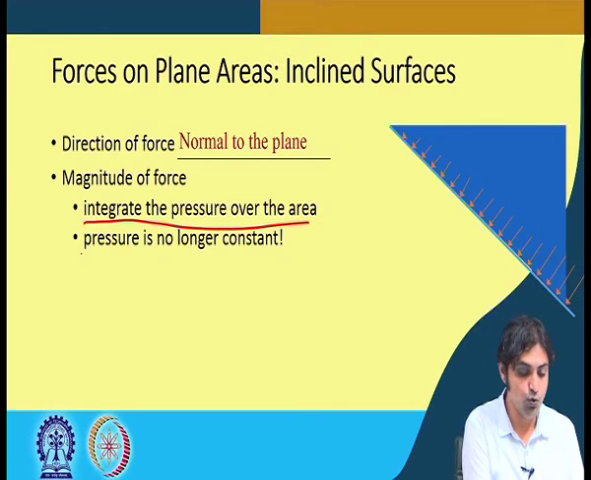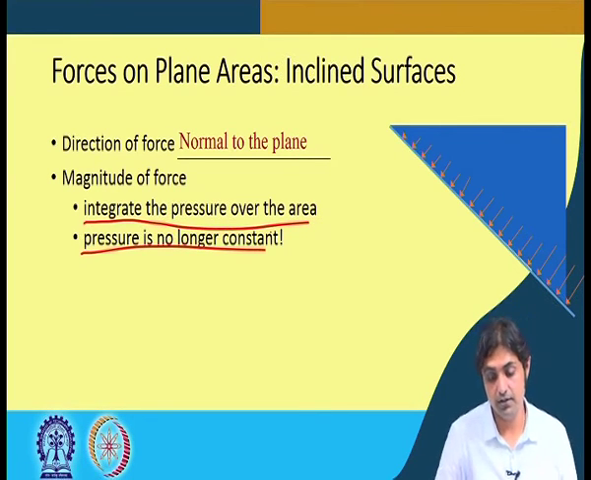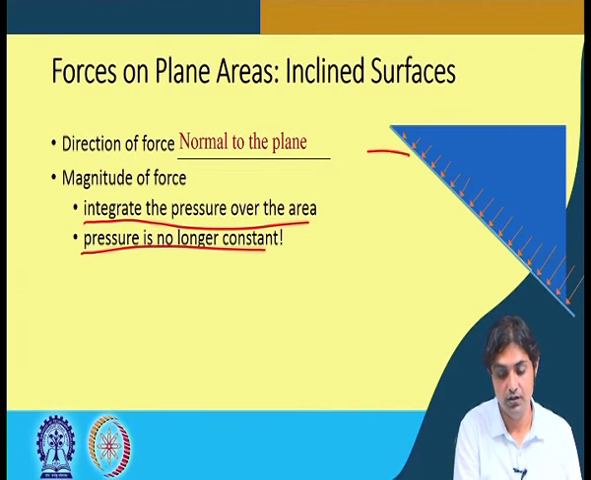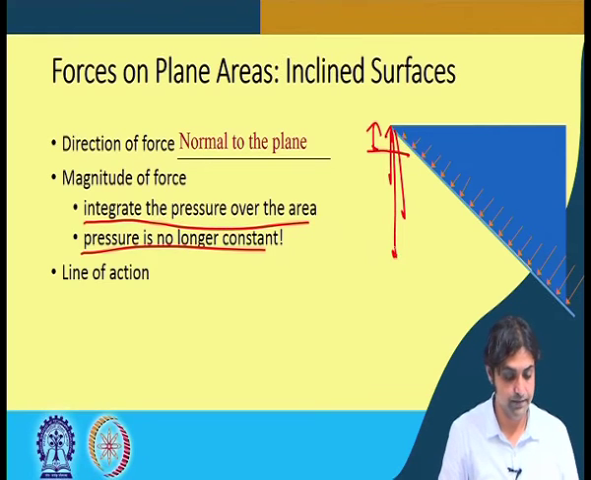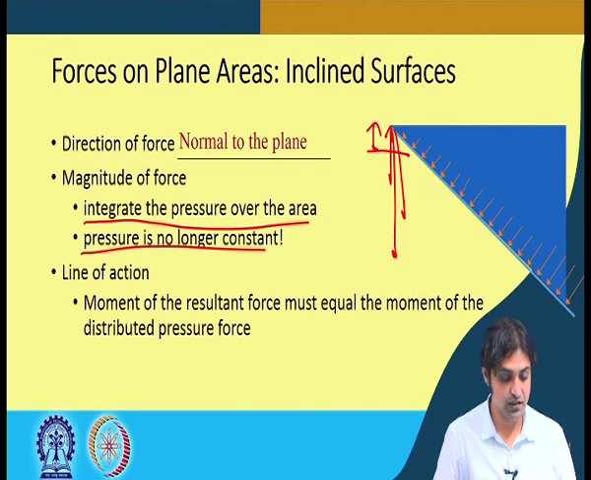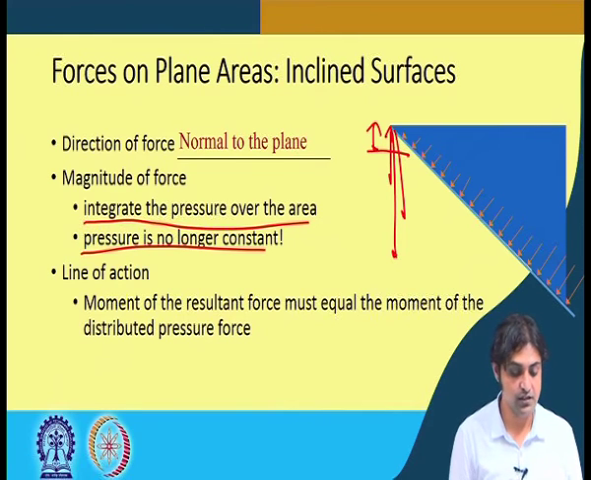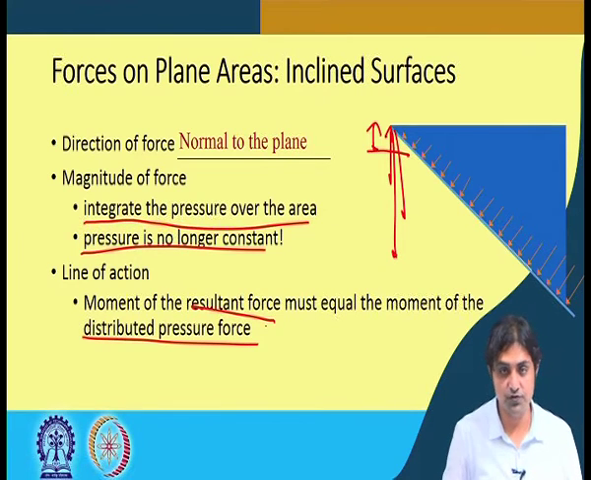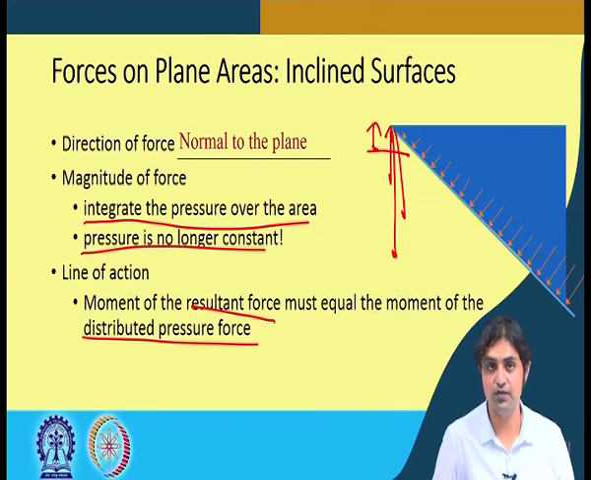Here the pressure is no longer constant, because it's not at one elevation, it's varying. See, the h is changing here, here it's different, here it's different. What is the line of action? To find the line of action, the moment of the resultant force must be equal to the moment of the distributed pressure force. We have to do the moment balance to find the line of action. We will see soon how we are going to tackle that.